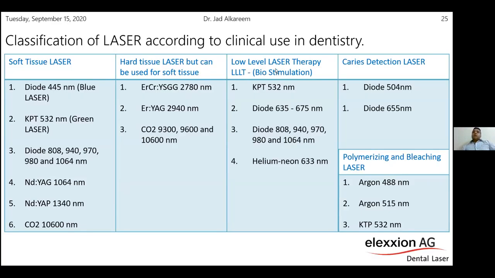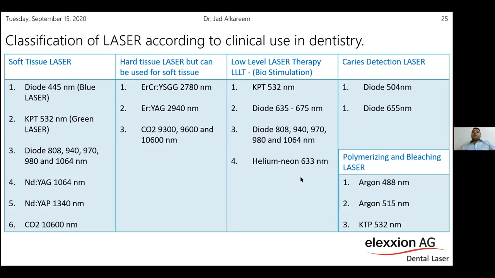Then we go to the low-level laser therapy, or the lasers which can be used for biostimulation. You can use the KTP or the green laser to do biostimulation. You can use the diode 635 and 675 nanometer also for biostimulation. And for the diode 635 and 675, this laser is actually visible, and it is red in color. So the dentist can see it because it's still under 700.